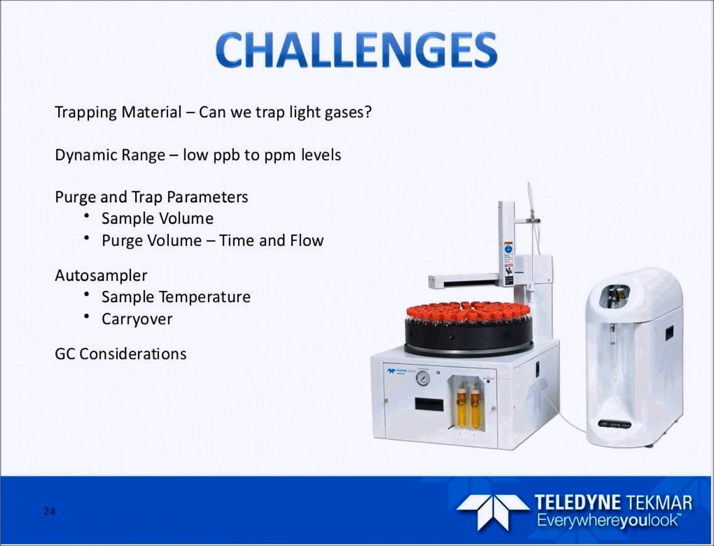And then you have your GC considerations, because we had to figure out what column we need to use and what kind of oven temperature, the same things we discussed before when we came up with our generic GC run. But then do we need to split the sample, and what kind of sensitivity do we need to meet the dynamic range, and at the same time still not kill the column? I don't want to overload the column, things like that. So those are all things we had to consider when developing this method.